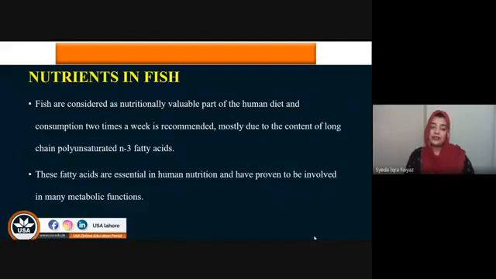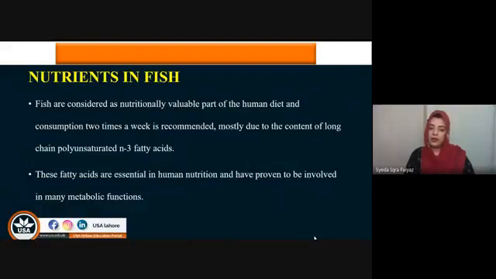So fish are considered a nutritionally valuable part of the human diet, and consumption two times a week is recommended, mostly due to the content of long chain polyunsaturated omega-3 fatty acids. So fish are very rich in fatty acids, and it is recommended that we eat fish two times a week, meaning one should be an oily fish, and one should be a not-so-oily fish. These are the kinds of fish that we eat because they are rich in polyunsaturated omegas.